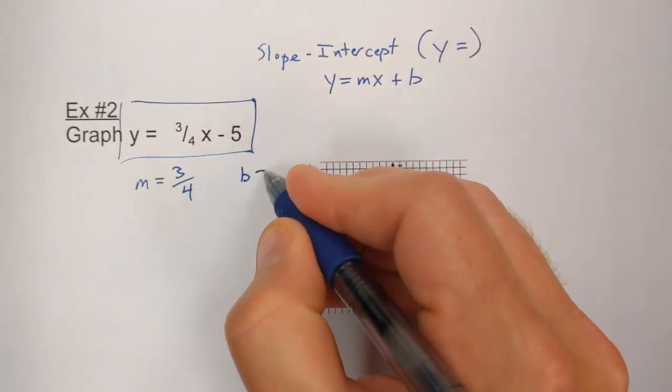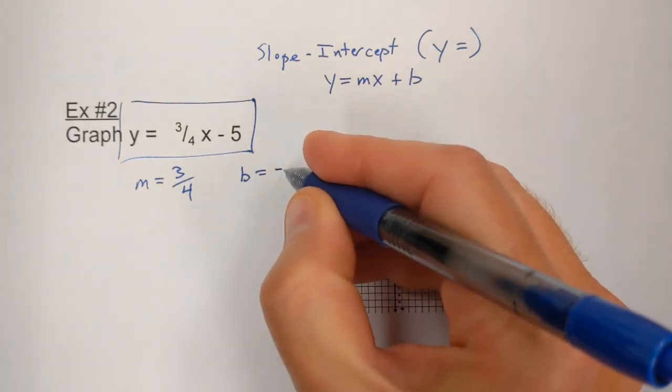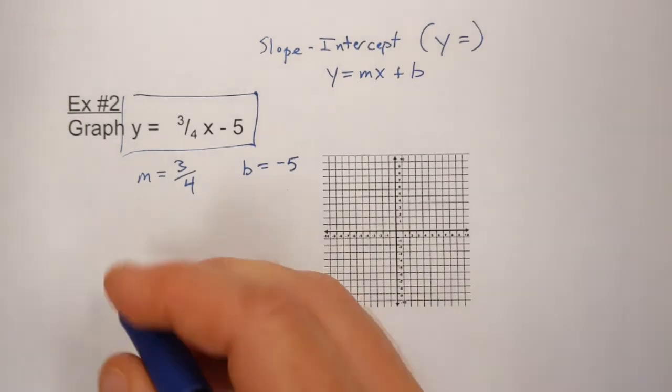And then the y-intercept of this line is this constant term. Since it's a -5, I'm going to say the y-intercept is -5. Okay, now here's the steps of how to graph this. Step 1.